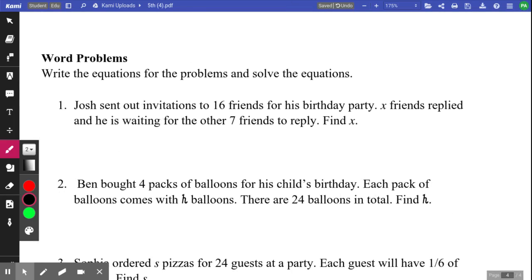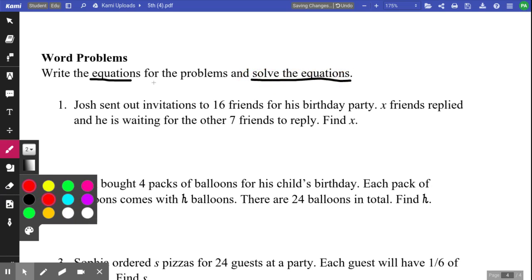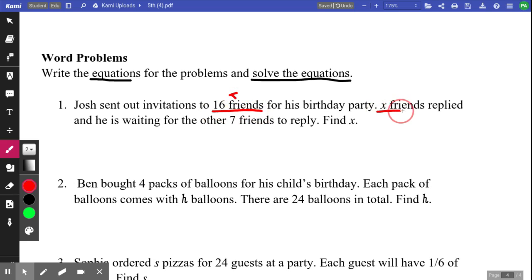Lastly, we are going to look at word problems. So we have two parts, the equation and the actual solution. So let's underline some things. Josh, for number 1, sent out invitations to 60 friends. That is the total. X friends, so this is the unknown, replied, and he's waiting for the 7 other friends to reply. So we have another number here. So the solution we need to find is X.